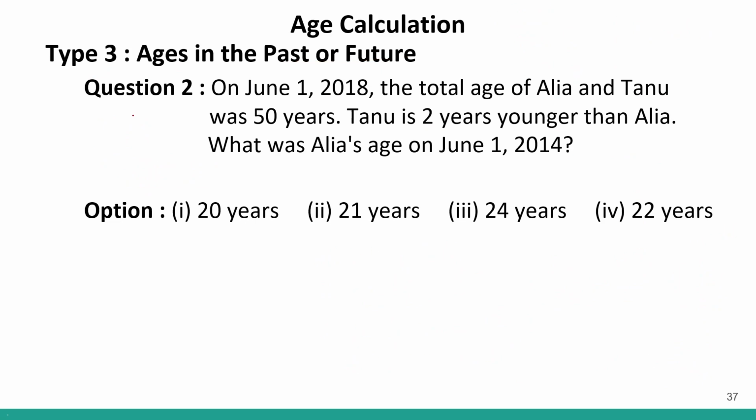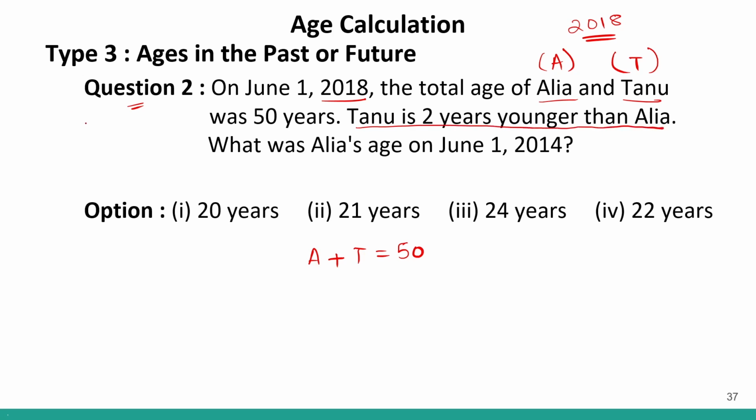Clear? Question number 2. On June 2018, the total age of Alia and Tanu was 50 years. So let's say A and T were the ages of Alia and Tanu in which year? In 2018. Clear? So in the question it is given to us that A plus T is 50. Now it is also given to us that Tanu is 2 years younger than Alia. So T is A minus 2.